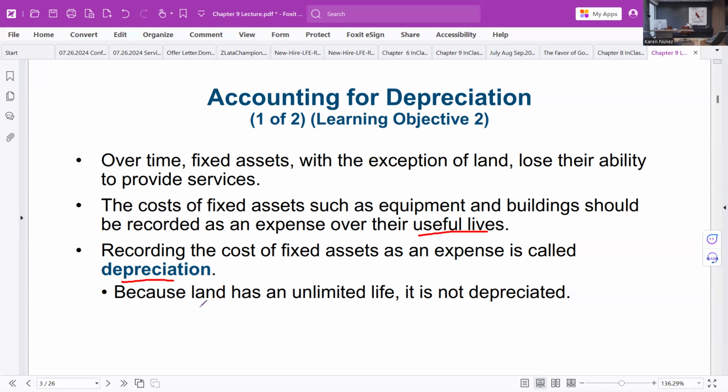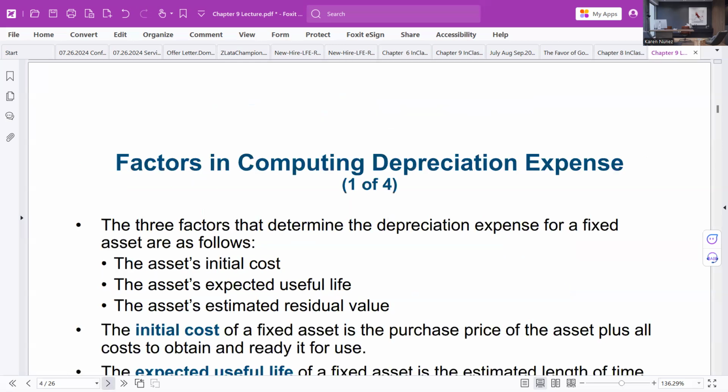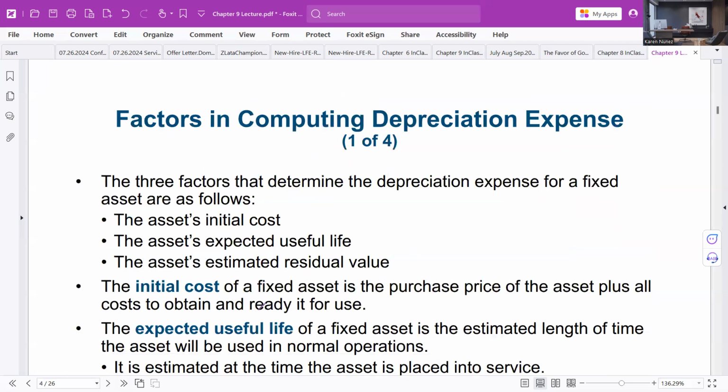Now, land is the only fixed asset that we do not depreciate because land has an unlimited life, unlike equipment or buildings or other property, which has a measurable limited life. Land has an unlimited life, an immeasurable life, and so that is the only fixed asset that we do not depreciate. When we depreciate these fixed assets, there are three factors that we take into consideration to determine the depreciation.